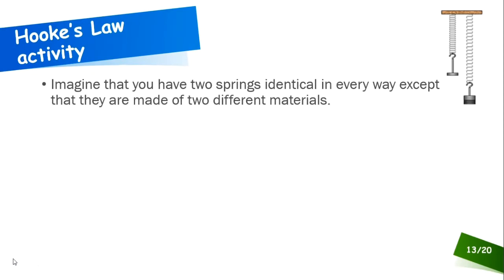Speaking of using this equation, let's look at an example right here. Imagine that you have two springs identical in every way except they're made of two different materials. So the materials are different, but everything else about the springs is the same. So the springs have the same length, the springs have the same number of coil turns, the diameter of the coil is the same. Everything about these springs is the same except the material they're made of.